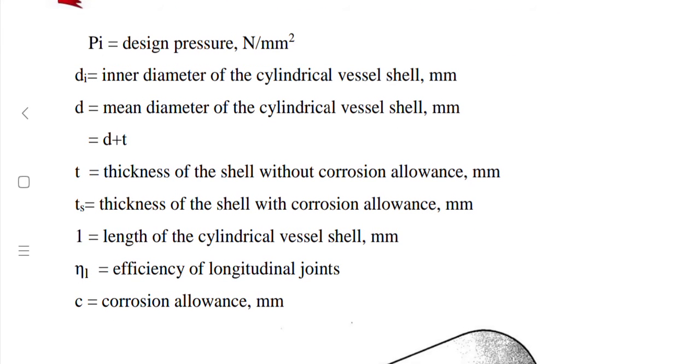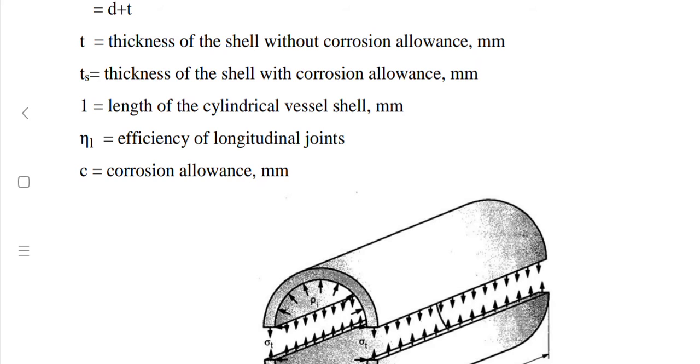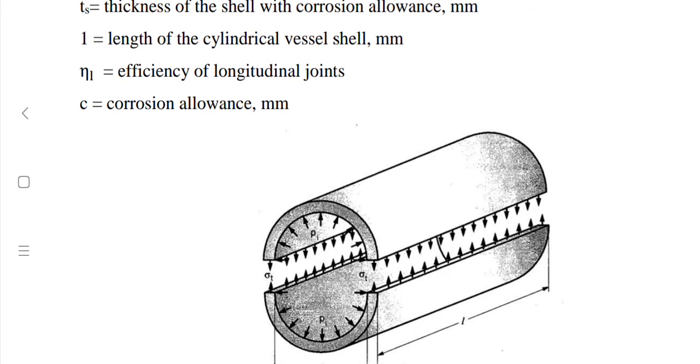Then Pi is internal pressure or design pressure. It is in Newton per mm square. Di is the inner diameter of cylindrical vessel shell. Again, it is in mm. D is mean diameter of cylindrical vessel shell. It is Di plus t, where t is thickness of vessel shell without any corrosion allowance. Ts is considered as a thickness of vessel shell with the corrosion allowance. L is the length of cylindrical vessel shell. Eta L is efficiency of longitudinal joint and C is the corrosion allowance.